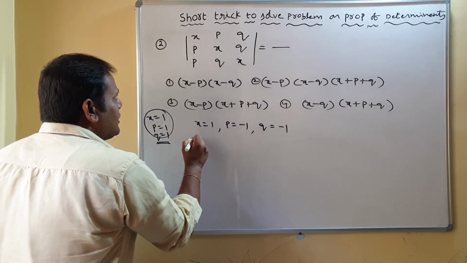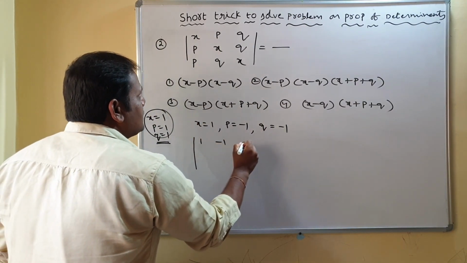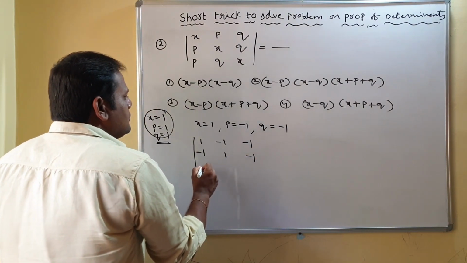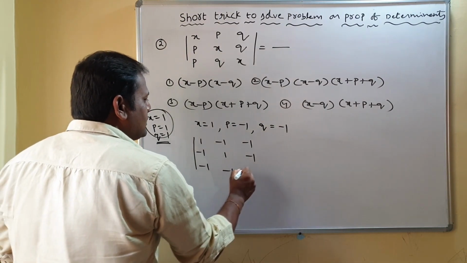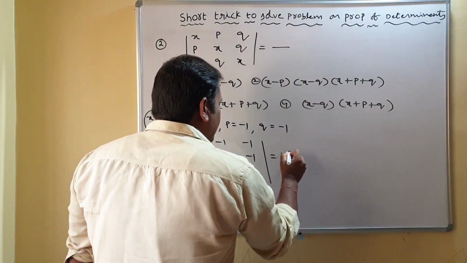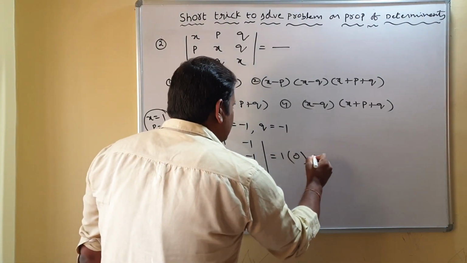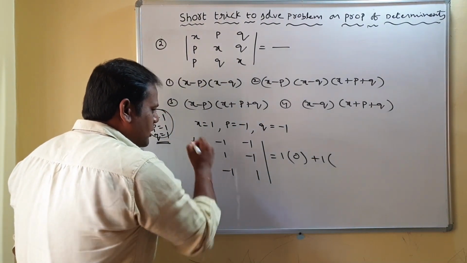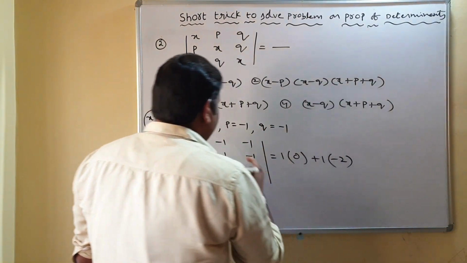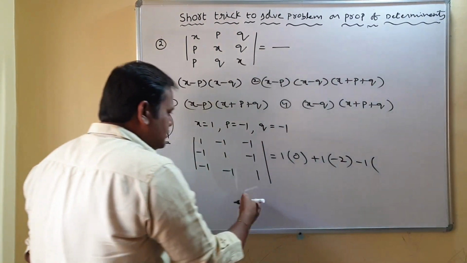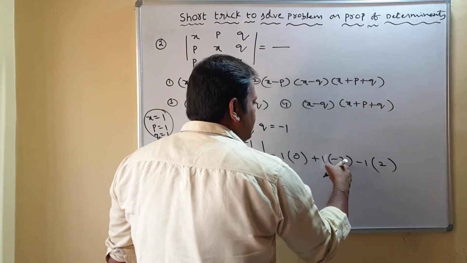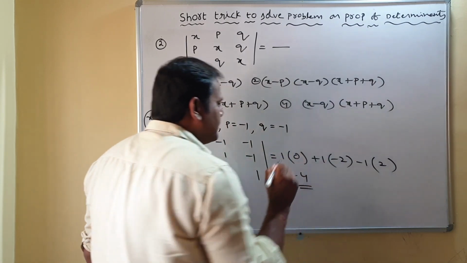See here. Now the determinant becomes x 1, p minus 1, q minus 1; p is minus 1, x is 1, q is minus 1; p is minus 1, q is minus 1 and x is 1. Now evaluate the determinant. It is 1 into (1 minus 1), which becomes 0, plus 1 into, removing this column and this row, minus 1 and minus 1, so it will be minus 2. And minus 1 into, removing this column and this row, it becomes 1 plus 1, that is 2. So the answer is minus 2 and minus 2. What is the answer? Minus 4.